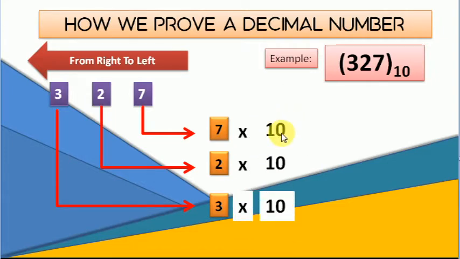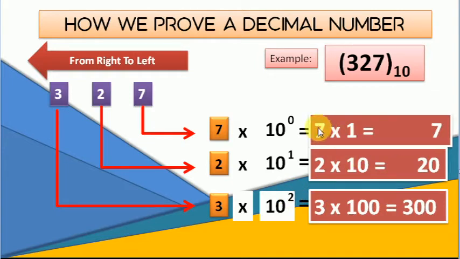Then next, multiply with the base value. What is the base value of a decimal number? 10. Then put the power. 10 to the power 0, starting will always be 0, then 1, then 2. 10 to the power 0 means 1, 10 to the power 1 means 10, and 10 to the power 2 means 100. Multiply 7 with 1 equals 7. 2 multiplied by 10 equals 20, and 3 multiplied by 100 equals 300. When you total them, the total is 327. It means it is proved that it's a decimal number.